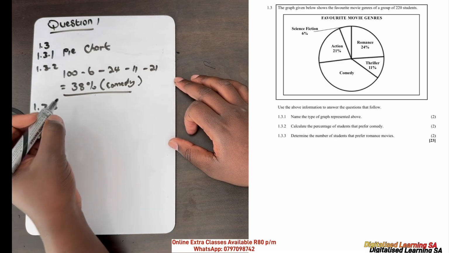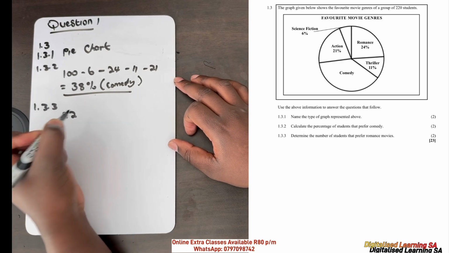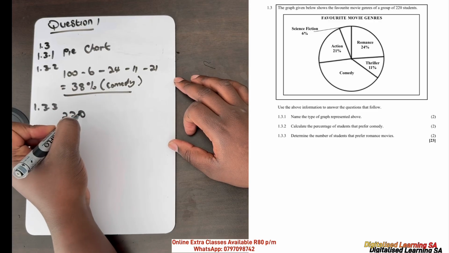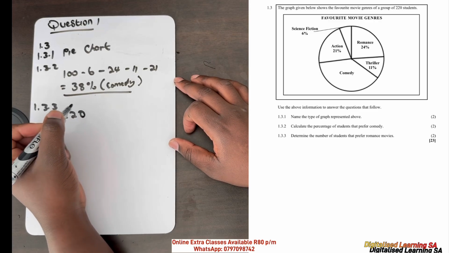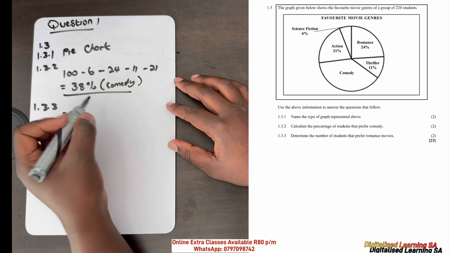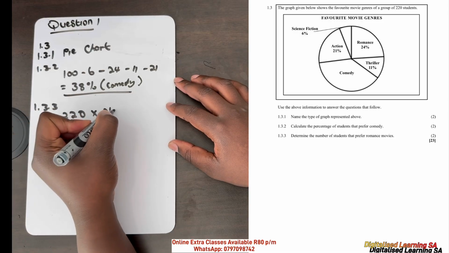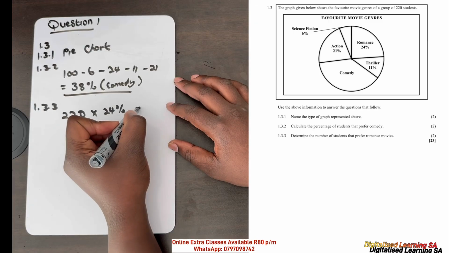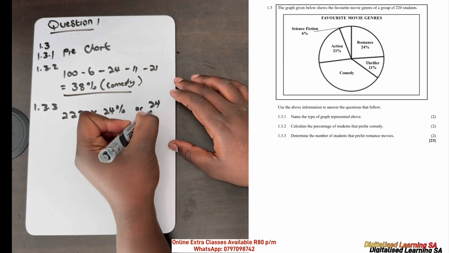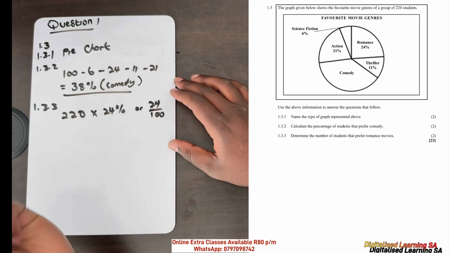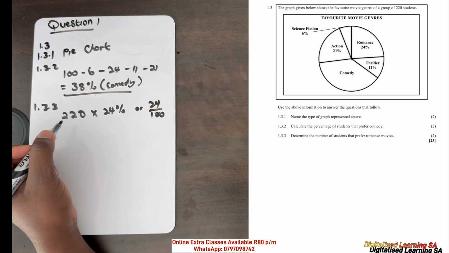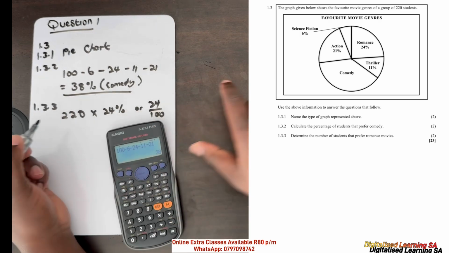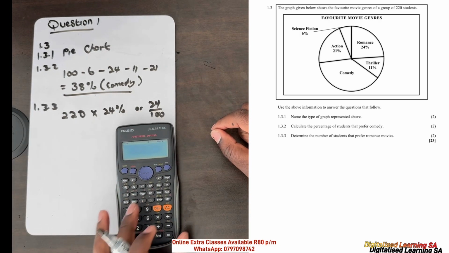So we know that in total we have 220 students. So to calculate the number of students that prefer romance, we just multiply by 24%, or we can just say 24 divided by 100. So it's one and the same thing. So the answer that we will get here would be the number of students that prefer romance. So it's 220 multiplied by 24%.